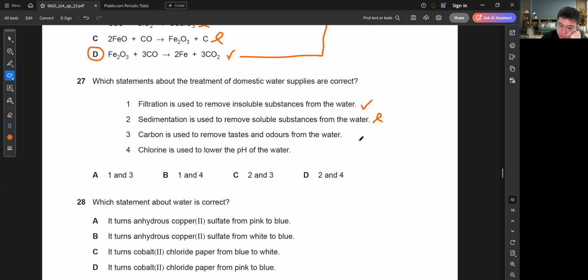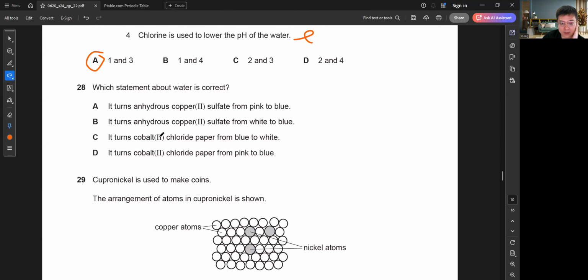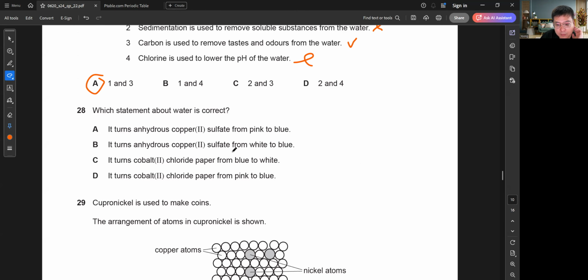Carbon is used to remove taste. Chlorine is used, but it's not used to lower the pH. It's used to kill whatever bacteria is inside. So the function is wrong. So the answer is A. Students can also memorize this: memorize everything about water cleaning. There are 4 steps, so students need to memorize what happens in those 4 steps.